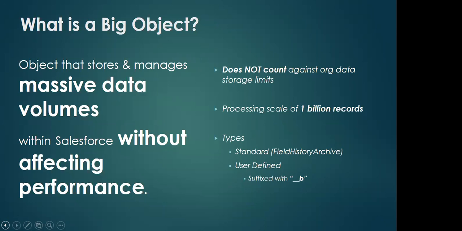The second is that big objects offer massive processing scale. You can really get great performance with a huge amount of data. And when I say huge amount of data, it's capable of processing 1 billion records. Even batch Apex is only capable of processing 50 million records, I believe. But with big objects, you can write Apex and really do things at that kind of scale, which is very efficient and very helpful to a lot of enterprise customers who have massive data volumes.